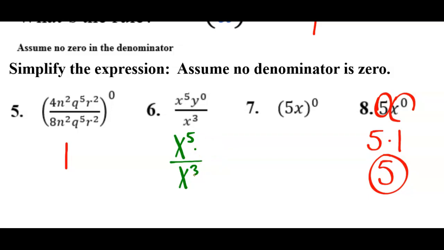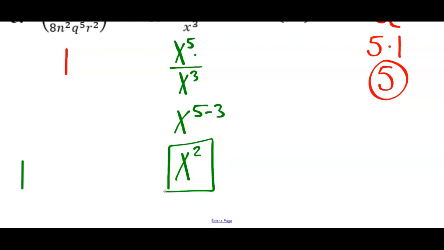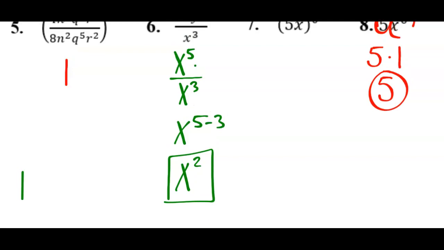I need to apply my rule. What was my rule? If things are divided, what do I do with my exponents? I subtract them. So I'm going to get x to the 5th minus 3, or x squared. And that's my answer. The y to the 0 power comes out of it completely because that's equal to 1. All right? All right, what about number 7?